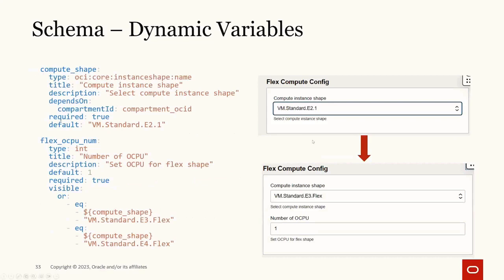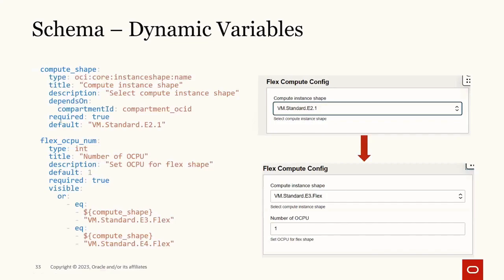If, however, I select something like VM standard E3 flex, the schema overlay is going to detect a requirement here. It's going to unhide the number of OCPU variable, and it's going to allow me to select what option I want for that particular variable. So we'll take a look at how this works, but it's a great way to enhance the experience working within the OCI console for Resource Manager.